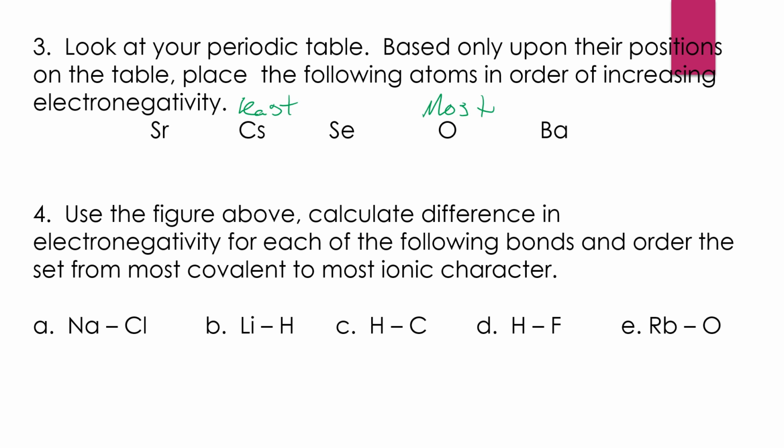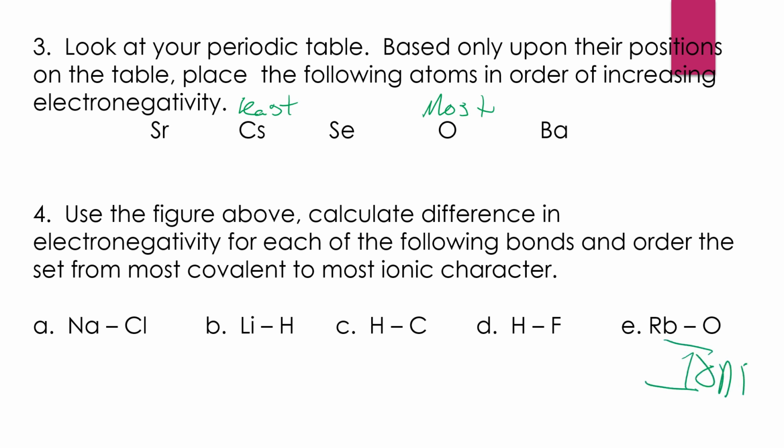And then this one here, number 4, calculate the difference in electronegativity. No, I'm not going to calculate the difference. I want you to estimate the difference. I want you to think about their position on the periodic table. Which of those would probably be the most ionic, don't you think? Rubidium and oxygen are literally the farthest two apart, aren't they? That one's probably the most ionic.